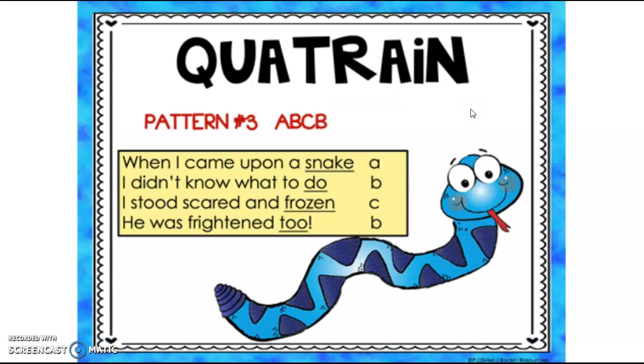And our third quatrain pattern is ABCB. When I came upon a snake, I didn't know what to do. I stood scared and frozen. He was frightened too. So snake, do, and frozen do not rhyme, but do and too rhyme.